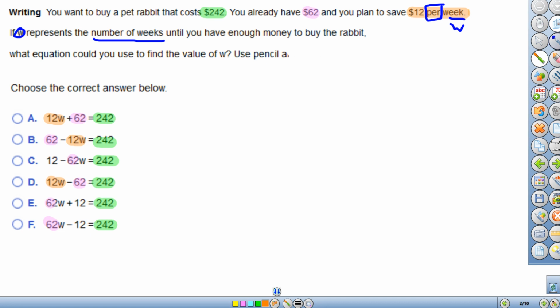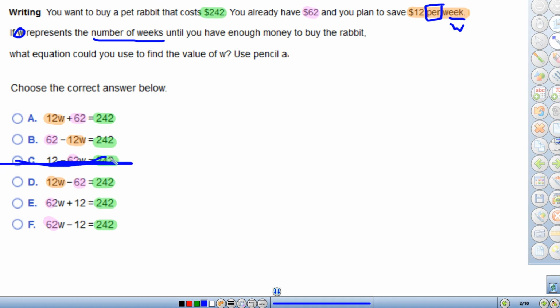So if you look at a couple of these, like this one right here has the 62 next to the W, but that can't be right. So that's not our answer. Next, we have to look for anything that does not match up perfectly. See, we said $12 per week. But these, E and F, do not show the 12 with the W. They show 62 with the W, so again, they cannot be our answer.